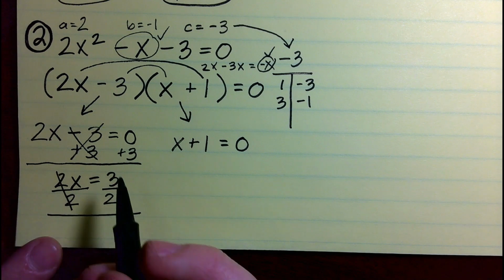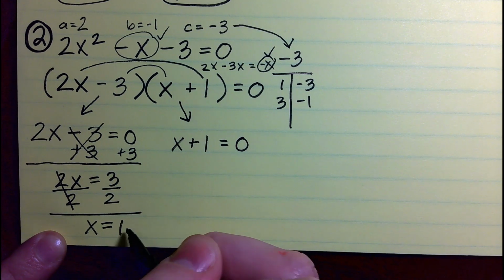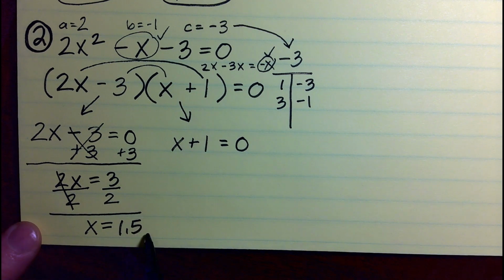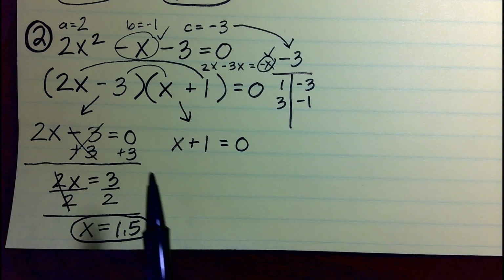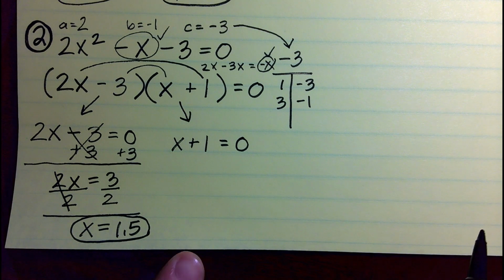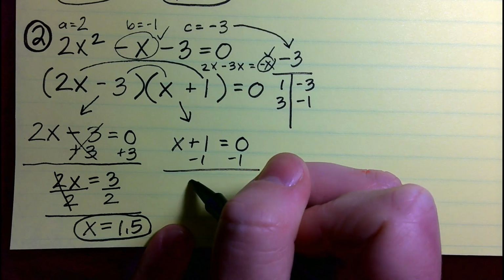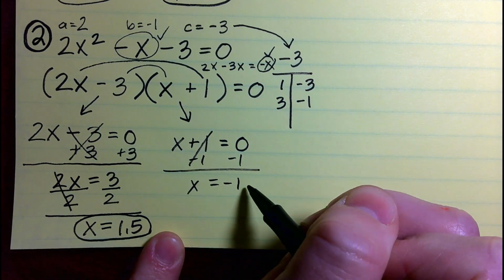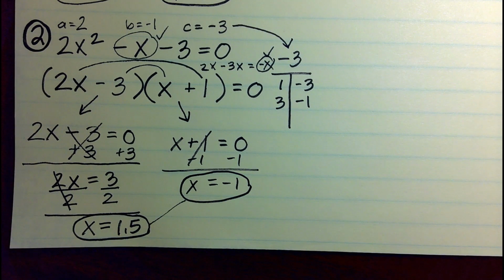Okay, so that's going to give us x equals 3 divided by 2, 1.5. Wonderful. Any questions about this part? Awesome. Let's try the other one. I think we got this one. X is -1. So there's our answers: x equals 1.5 and x equals -1.